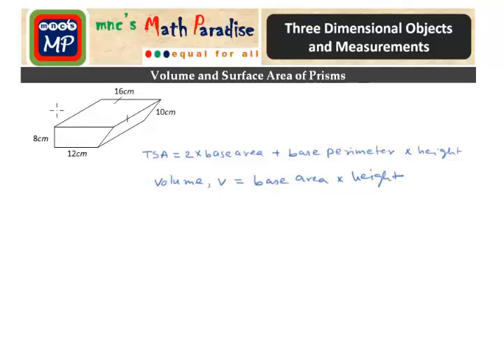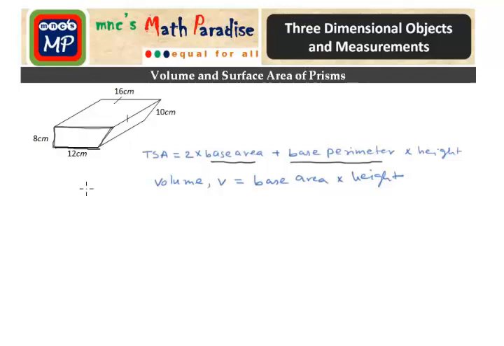Let us find the volume and total surface area of this trapezoidal prism. Here, this is the trapezium face, that is, this is the base. This is a trapezium where this arm and this arm are parallel and these two arms are non-parallel. So to find the total surface area and volume, we need the base area and base perimeter.